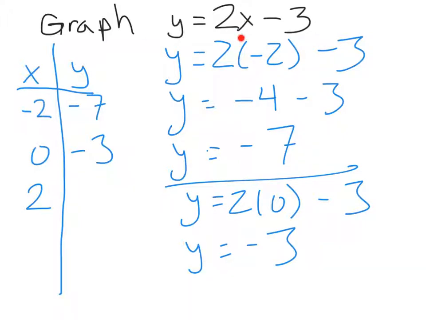And we could probably do this in our head. If you plug in 2 for x, you'll get 2 times 2, which is 4, and 4 minus 3 is 1. So when x is 2, y is 1. Those are our 3 points.